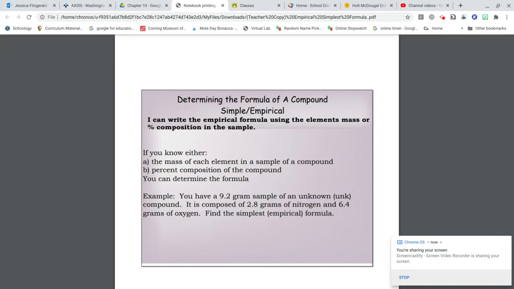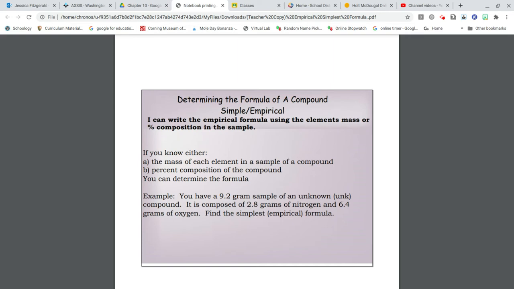Today, we're going to work with determining the simplest or empirical formula for a compound. And to do this, you either need to know the mass of each element that you have in your compound or the percent composition of each element in your compound. Then you can easily calculate or determine your simplest or empirical formula.